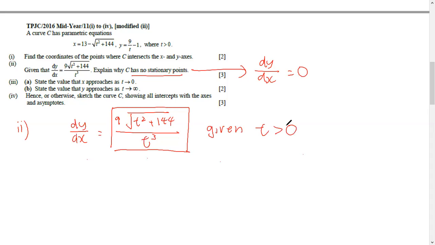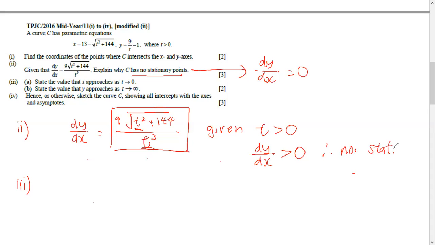It's actually very logical. Given that t is more than 0, dy/dx must always be more than 0. Just look at where the t's are. If t is more than 0, the numerator will always be more than 0, and the denominator will also be more than 0. Therefore, dy/dx will just be more than 0. No further explanation is needed. Therefore, no stationary point.